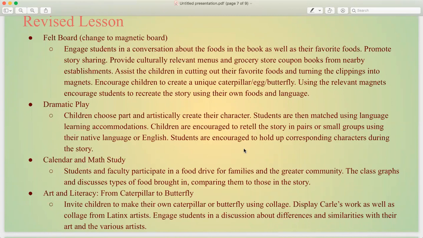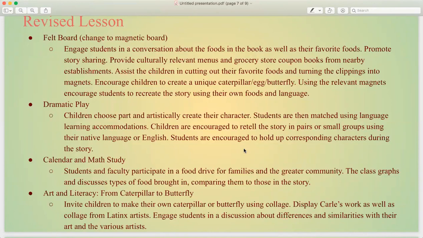So changing it to a food bank that is providing resources that are necessary for the community provides opportunities for families to get involved, and also still has the important early ed skills of graphing, counting, categorizing. And lastly, for the art and literacy, I wanted to break it away from just Eric Carle and bring in again relevant people to these students' lives.